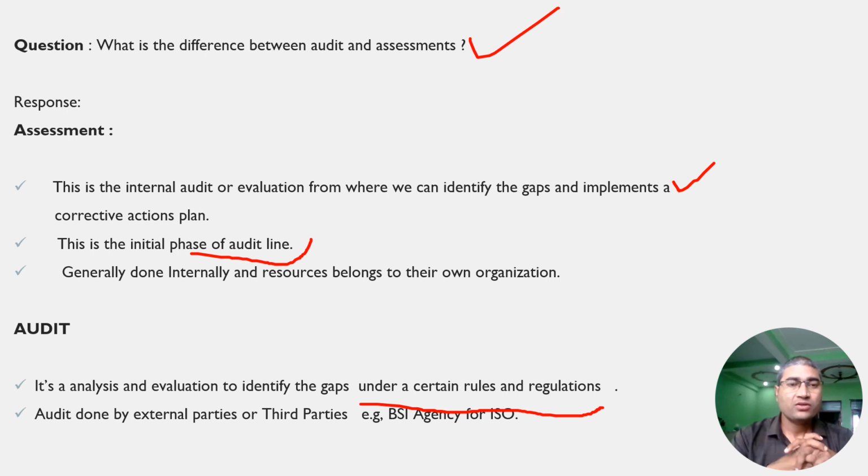Okay, so audit is the examining and analysis by the third party, and this is the last phase of audit, right? So audit can be performed under the rules and regulations baseline. Okay, coming to the next slide.